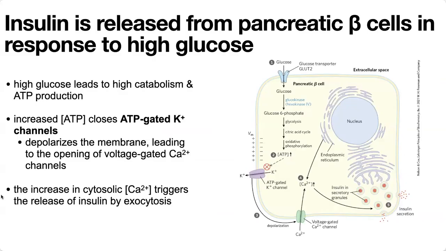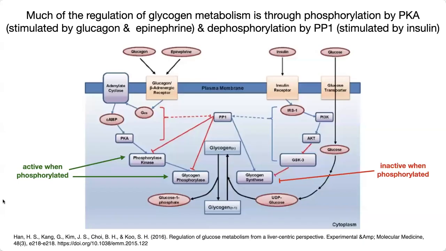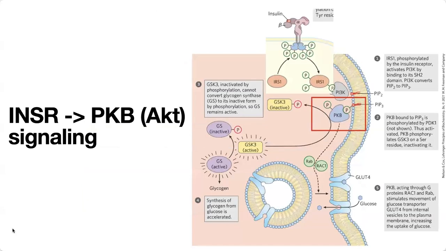So remember, our insulin is released in response to high glucose. That insulin is going to then bind to insulin receptors on the surface of cells. We saw how the insulin receptors could act through our IRS1 pathways.